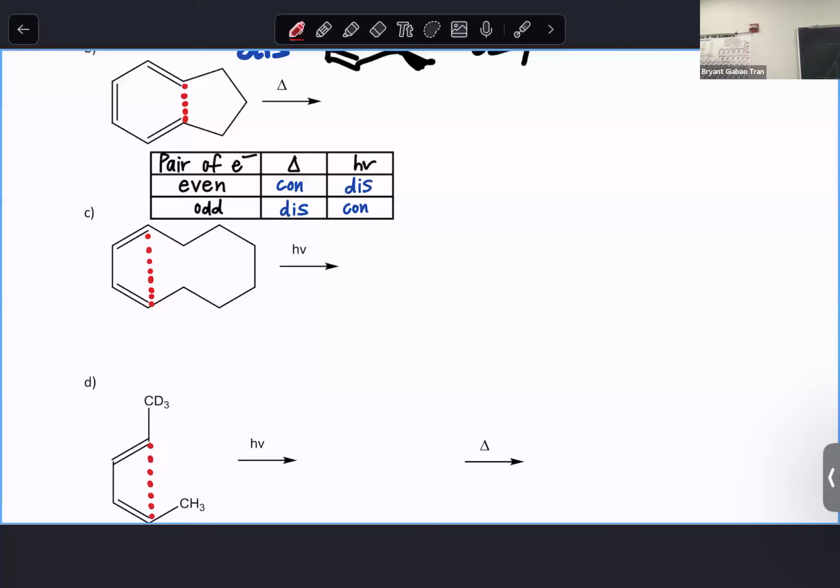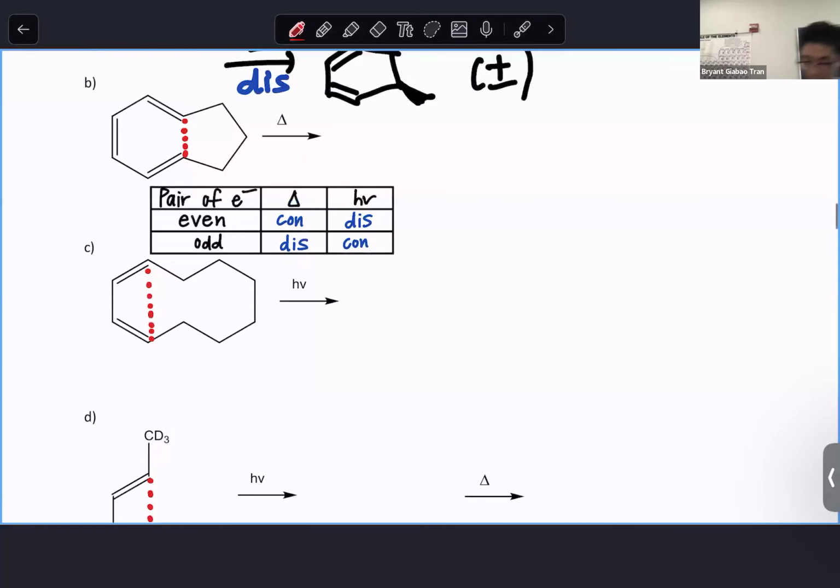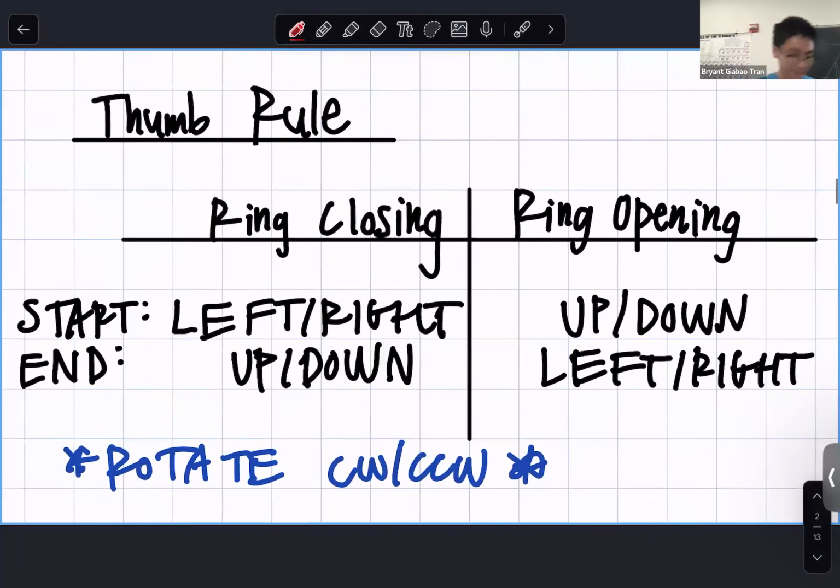If you just go over what you did in that, so, yeah, we did the aromatic, anti-aromatic, or non-aromatic stuff. Oh, wait, the thumb rule. Let me show you on the screen actually. Right, so the thumb rule is this right here.